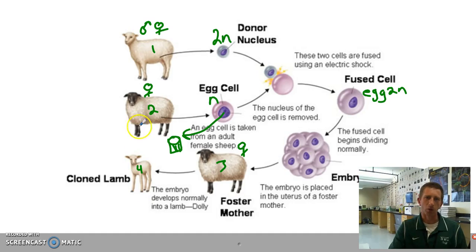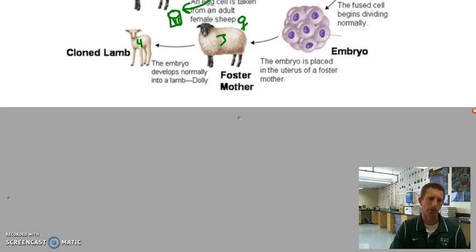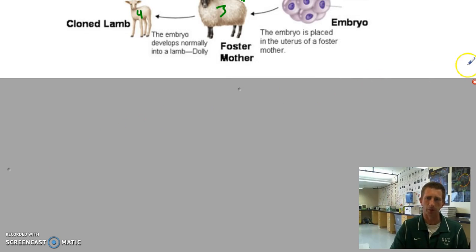Yeah, you're right. Number 1, right? And number 4. Number 2 and number 3 were just used in the process, but they didn't contribute any DNA, right? Remember, we took the nucleus out, and this sheep, even though she carried and gave birth to the clone, didn't contribute any DNA to the clone. So all of the DNA in sheep number 4 came from sheep number 1. All right, so that's the basic process of cloning, and obviously it's a little bit more complicated.